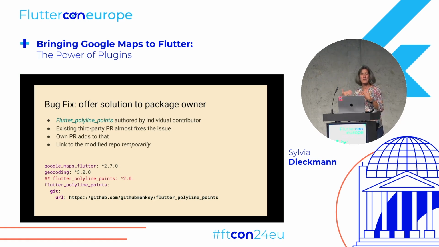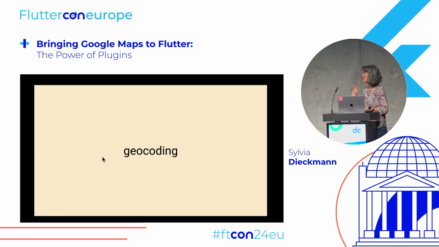And since it's a fork, it already exists there as a PR. It already is on GitHub. I can just link to it straight. And one day I'll find out that my PR or the other author's PR has been accepted, and I will simply delete this line again and refer back to the original package. So that was the simple case.